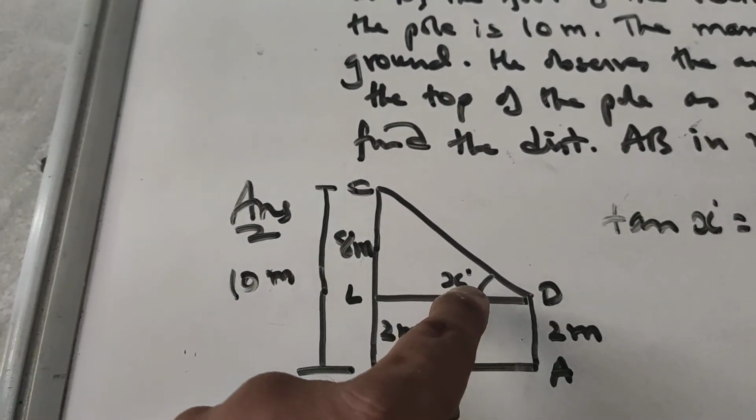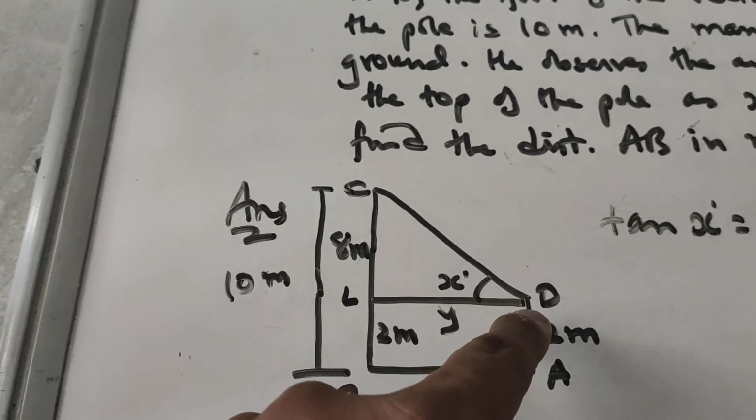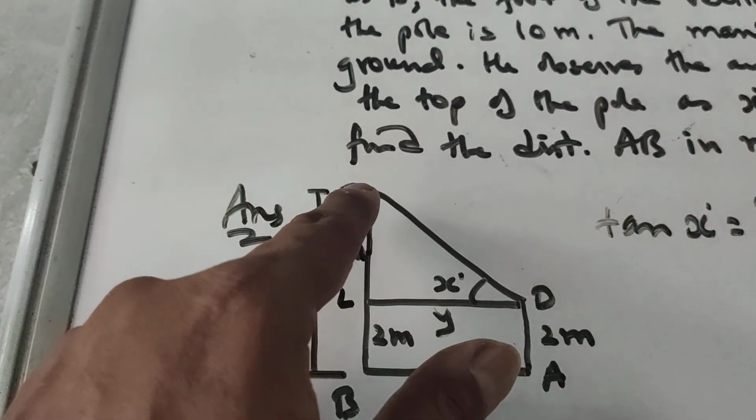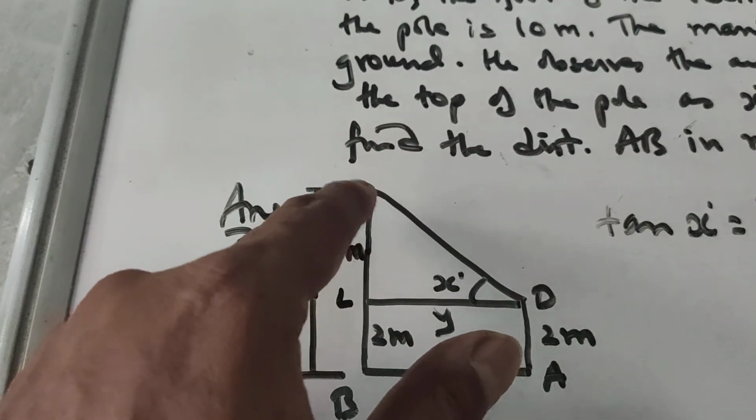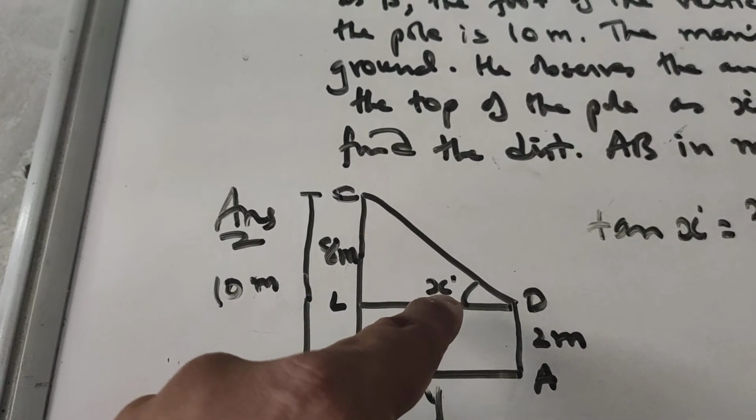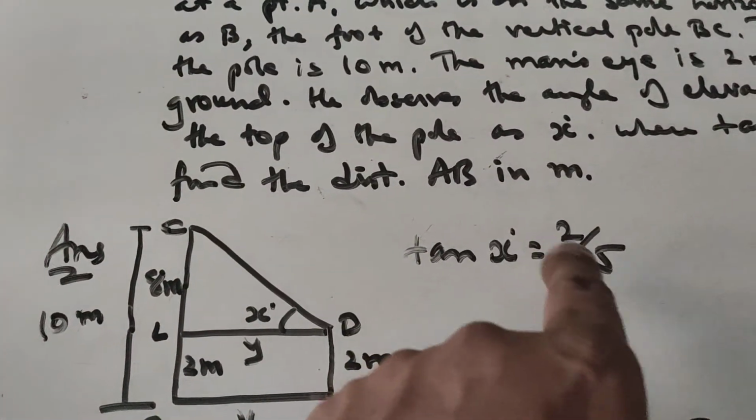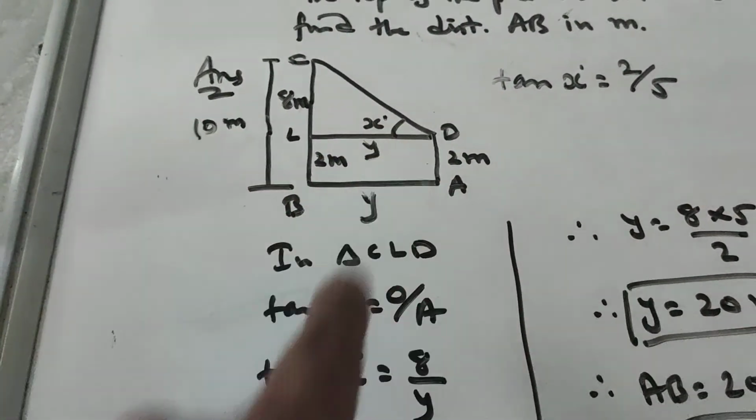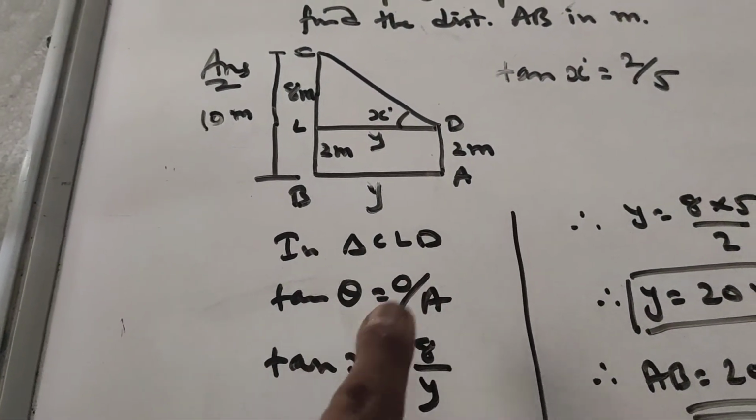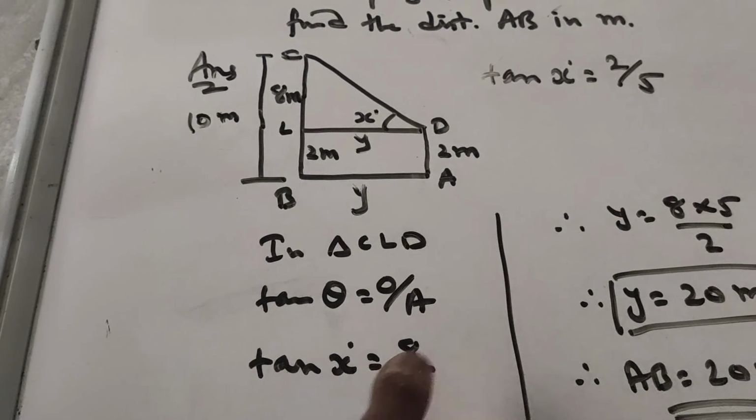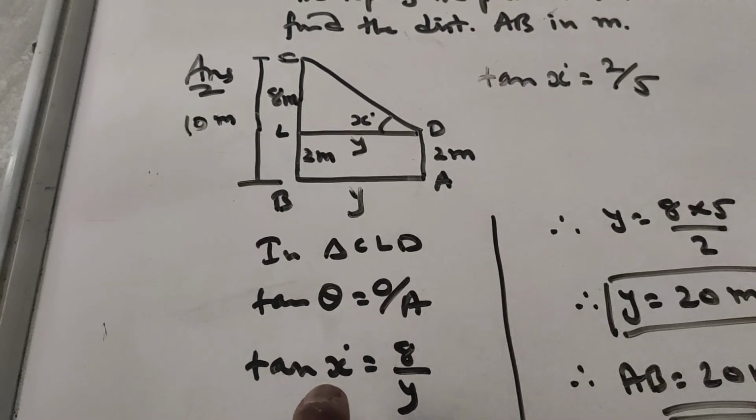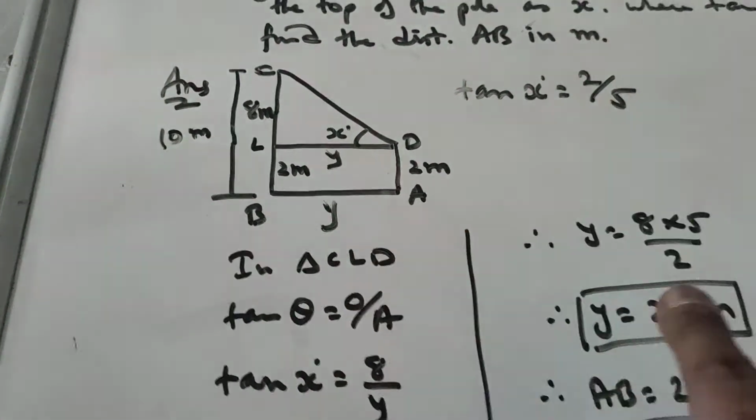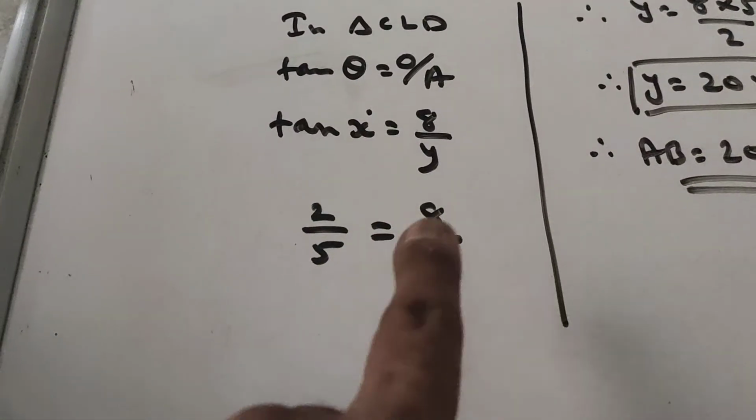So we take tan theta as x degree, because he is observing, his eyes are here and observing the top C, top of the tower C, having an angle x degree. So tan x is given 2 upon 5. So let us work it out. So in triangle CLD, we get tan theta is equal to opposite upon adjacent. Tan x is equal to 8 upon y. When we replace the value of tan x, which is 2 upon 5, we get 2 upon 5 is equal to 8 upon y.